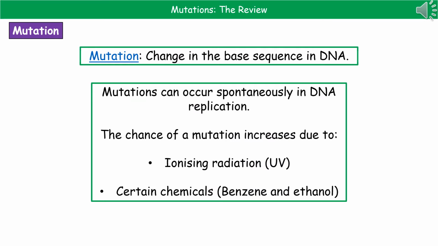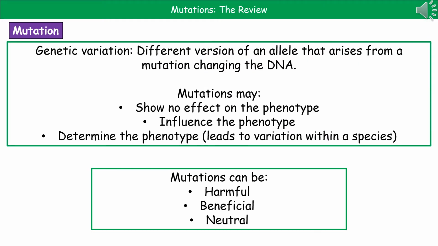In today's Biology Blast, we're going to look at mutation and the history of genetics. First thing we need to know is that a mutation is the change in the base sequence of the DNA. Now, mutations can occur spontaneously as a result of DNA replication, or we could have an increased chance of these mutations occurring due to ionizing radiation like UV and certain chemicals like benzene and ethanol.